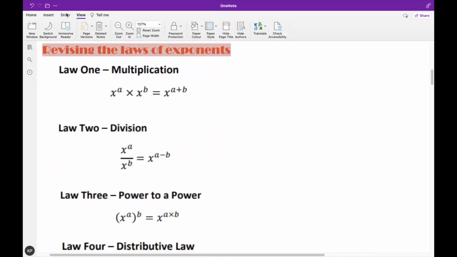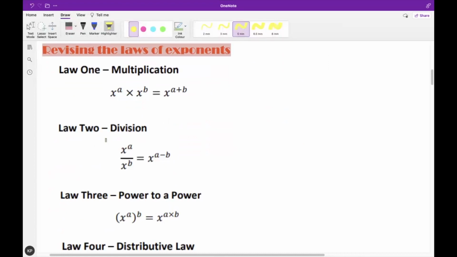For all of those who remember, law 1 says if you are multiplying two powers that have the same base. If you look here, our base is x, right? And we are multiplying. If that is the case, then we are going to add the exponents. So we took whatever exponent was there, plus whichever exponent was there.